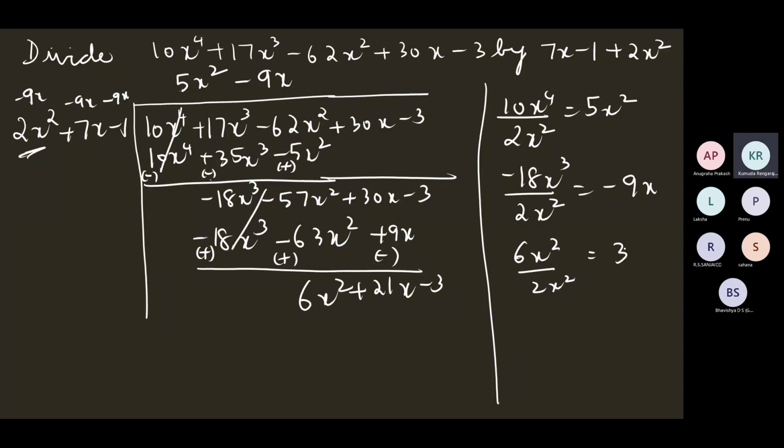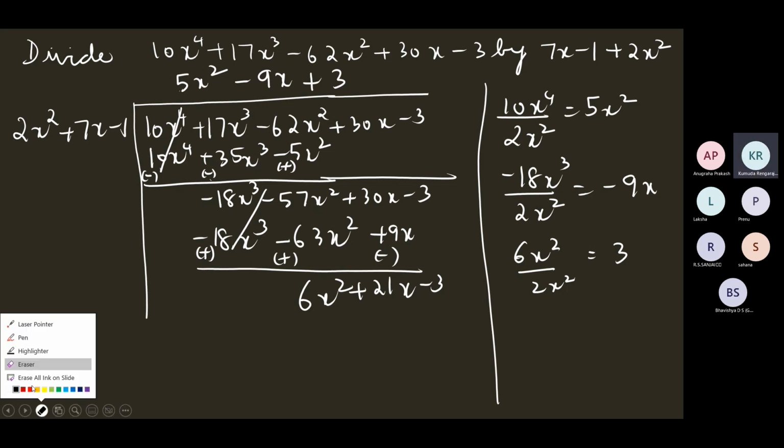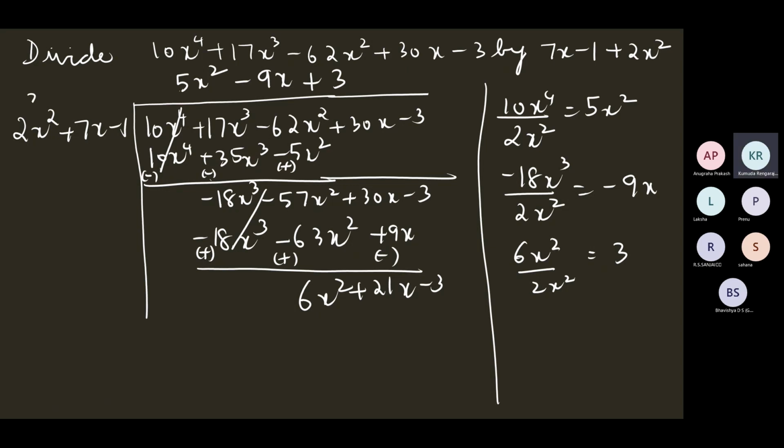That is 3. Plus 3. No sign means plus 3. Now multiply every term with 3. So multiply this one by 3, this one by 3, and this one by 3. 3 6s are 18... 3 2s are 6, 6x squared. 3 7s are 21, plus 21x. 3 into minus 1 is minus 3.